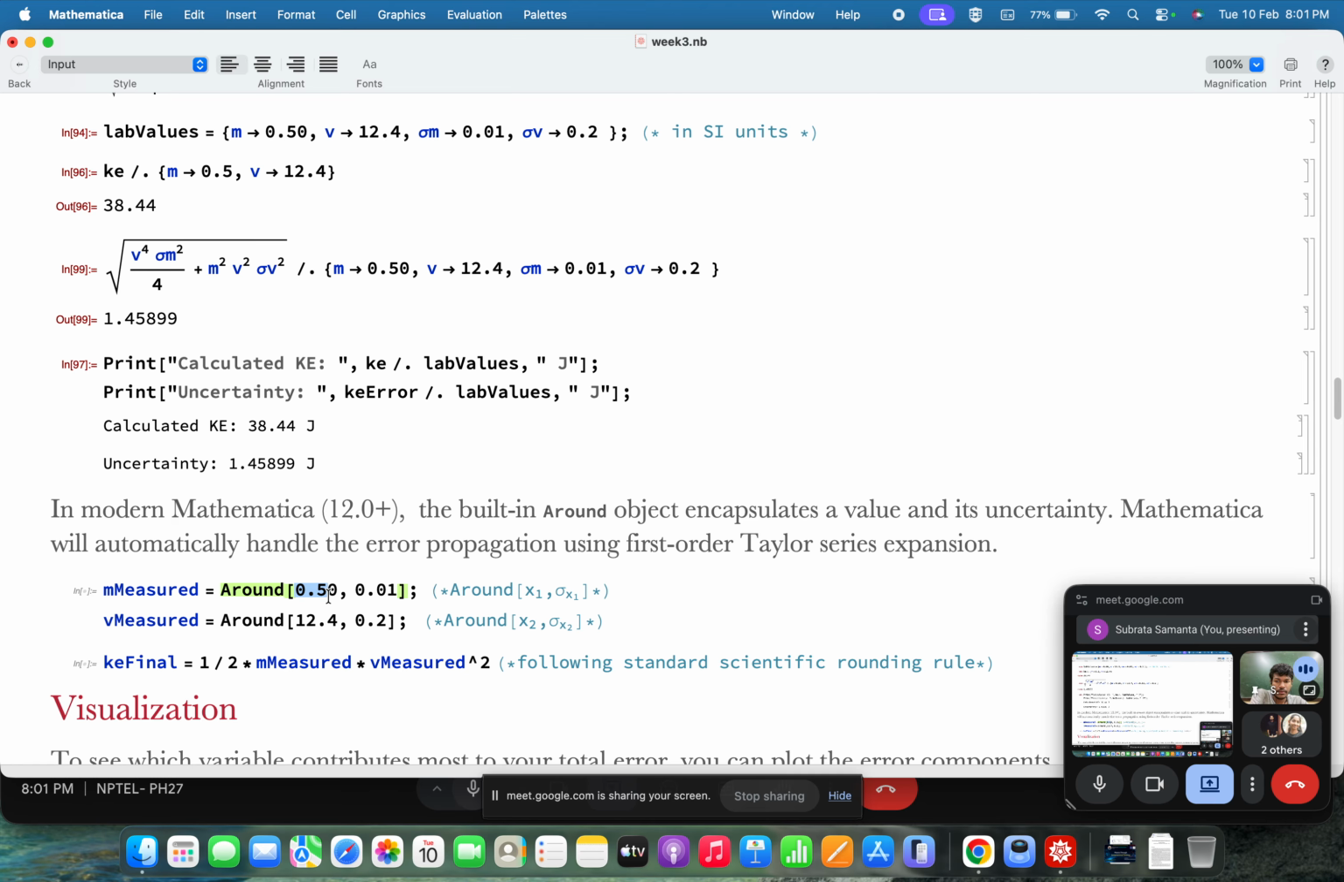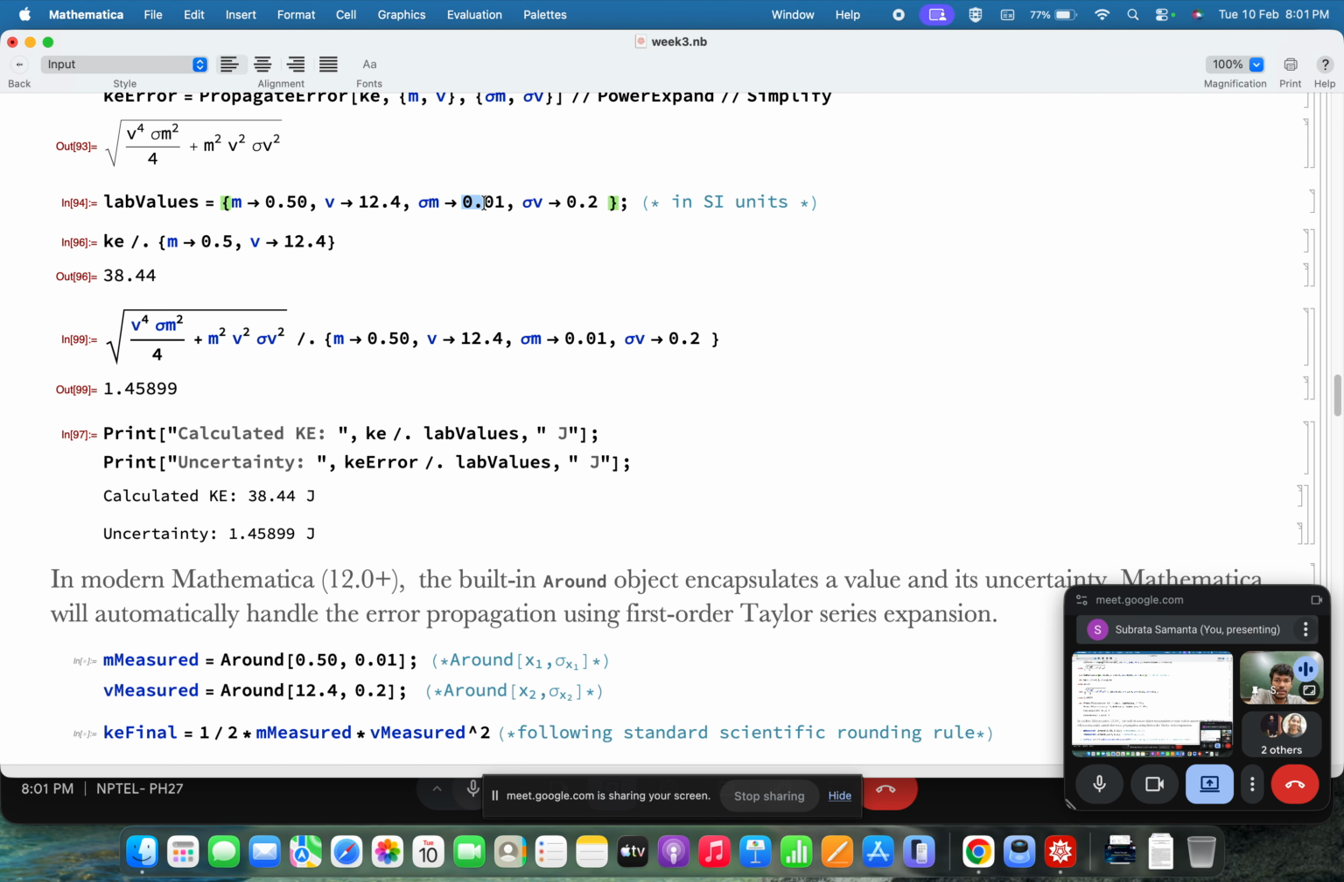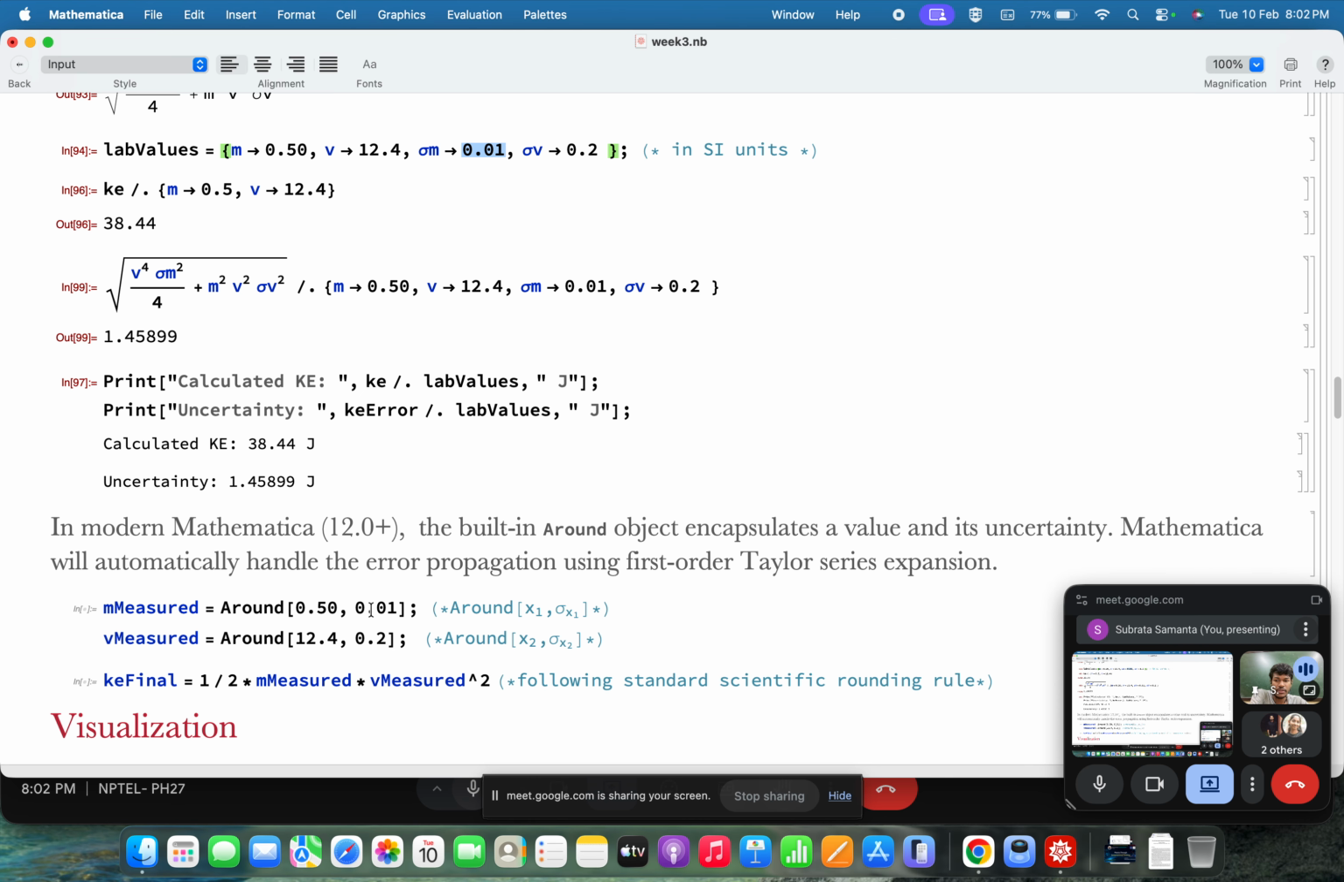So, I put here sigma x1, which is basically the error associated with m. This is sigma m, right. I put 0.01. So, that is my m measure. And v measure, again, is 12.4, my second variable x2, and sigma v is 0.2.